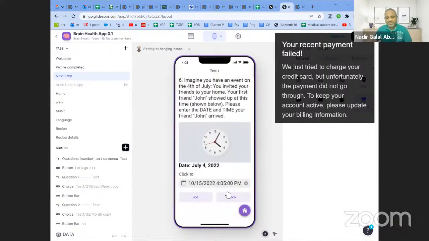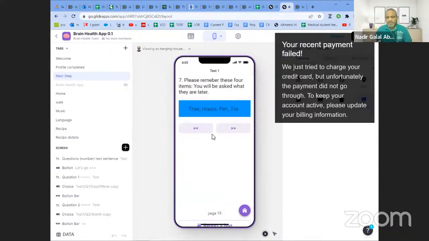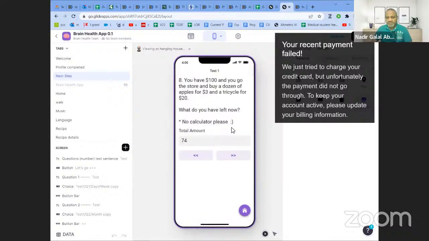So the date will be here, and we can compare it. We can compare back into different files to this format. We're going to talk about the format and then we can plot to the time. We want them to remember things. We can ask about these three items and then some calculation problems.